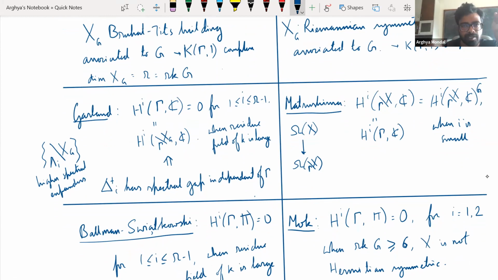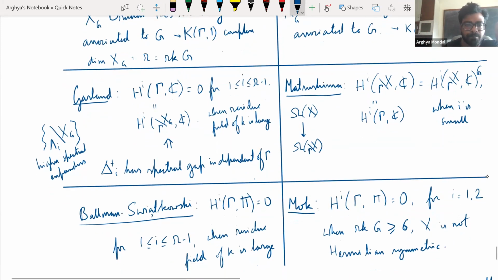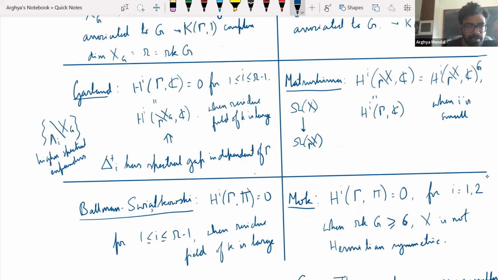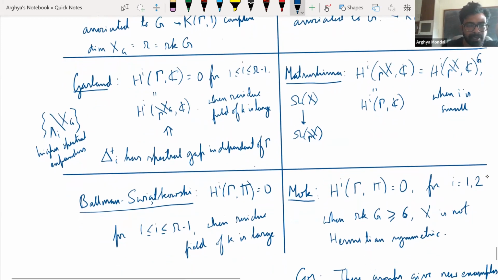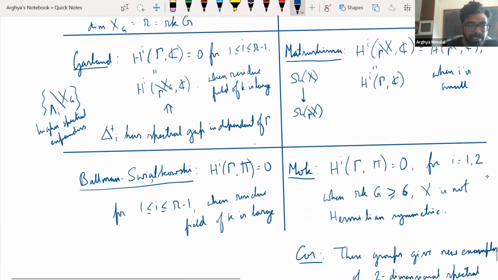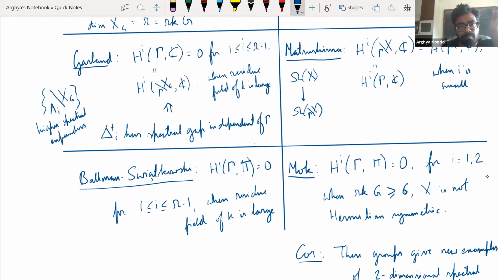links of (d minus 2)-dimensional simplices. If those links have a good enough spectral gap, then there will be a global spectral gap. So that is what he showed. He found the first examples of higher spectral expanders. And what then later Ballmann and Swiatkowski did was generalize this result of Garland to twisted coefficients, in fact for all pi, which can be any unitary representation.